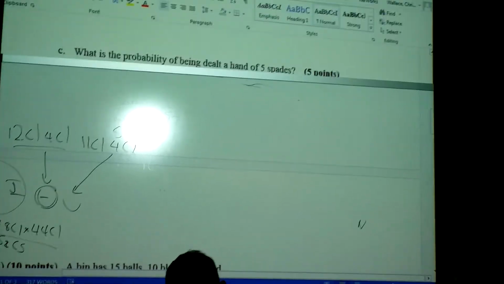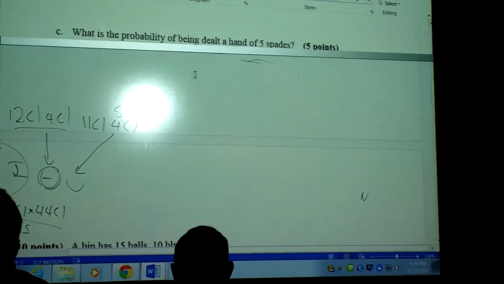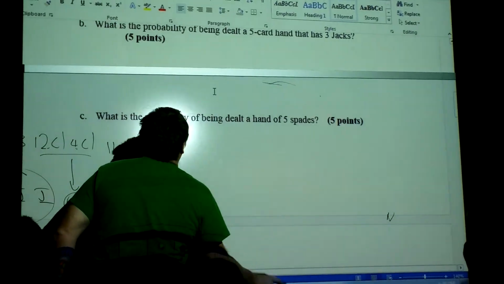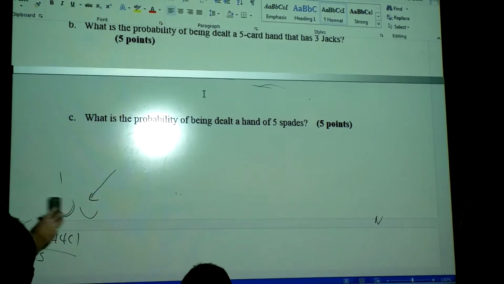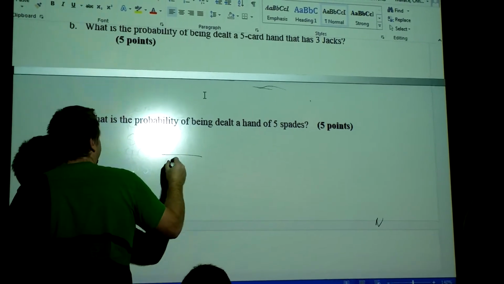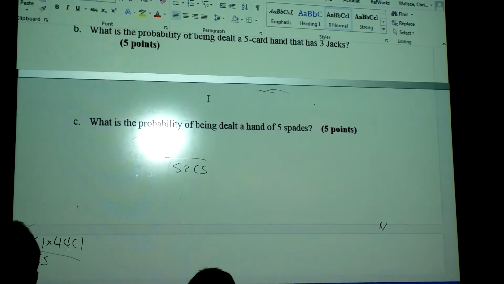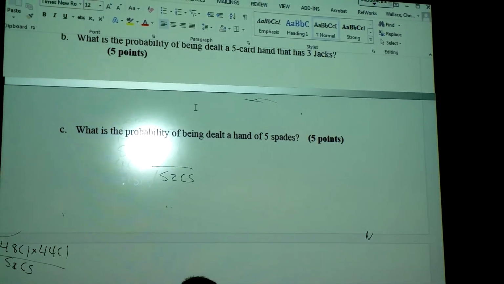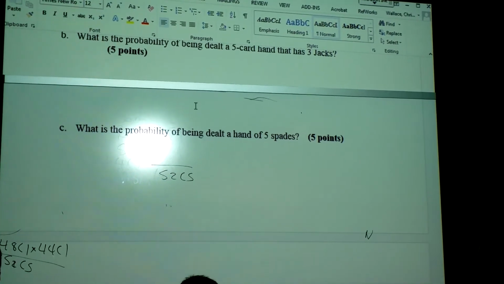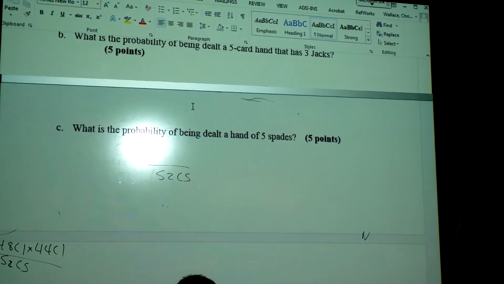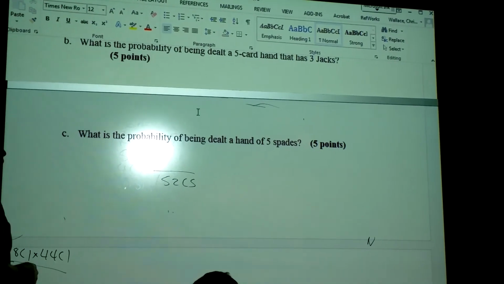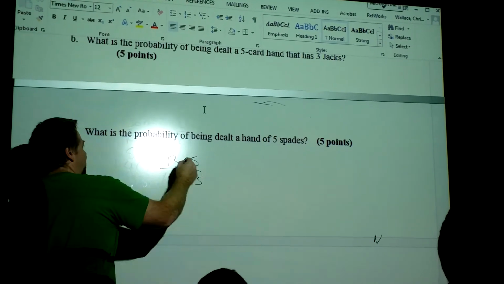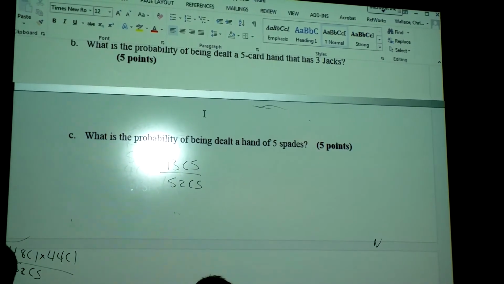What's the probability of being dealt a hand of spades? If you want some points and you have no clue, then at least you could say over 52 choose 5, right? I might give you a point for that. I'm not the grader, I do give partial credit. And what's the top? A hand of all 5 spades. So it would be 13 spades, choose 5. 13 choose 5 over 52 choose 5.